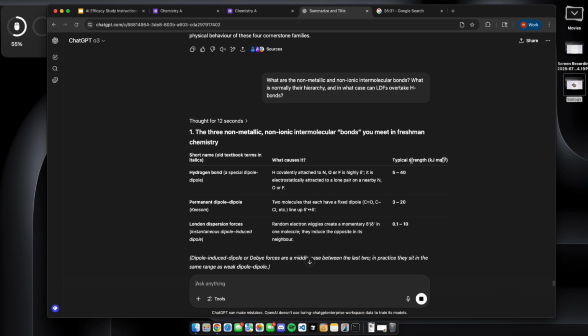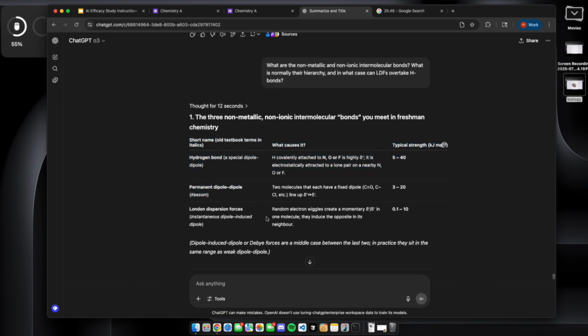The 3 non-metallic, non-ionic intermolecular bonds you'll meet in freshman chemistry. The 3, okay. Hydrogen bond, a special dipole: H covalently attached to N, O, or F is highly polarized. It is electrostatically attracted to a lone pair on a nearby N, O, or F. Okay, this is the one we were talking about, the hydrogen bond being the strongest, then permanent dipole, and then London dispersion forces.